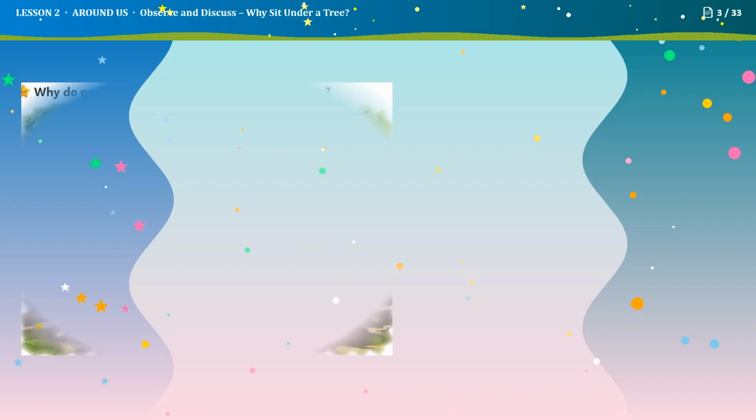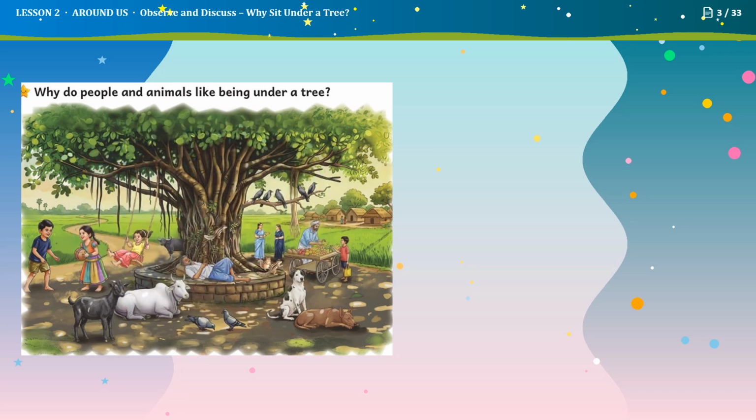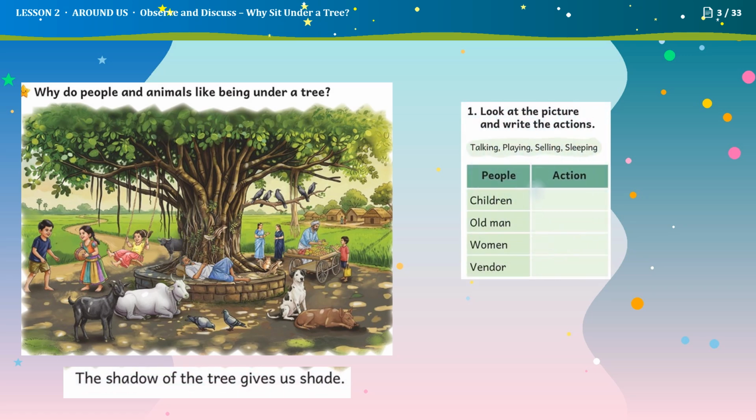So observe and discuss why we sit under a tree. Here there are a lot of people and animals who are sitting under a tree. And why do we do that? Because the shadow of the tree gives us shade.